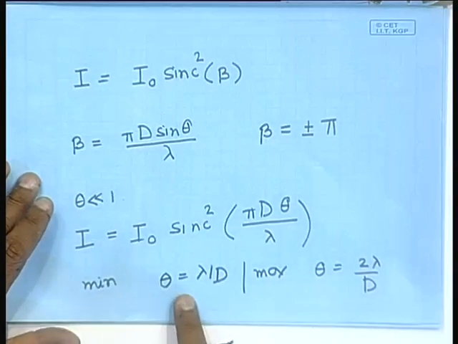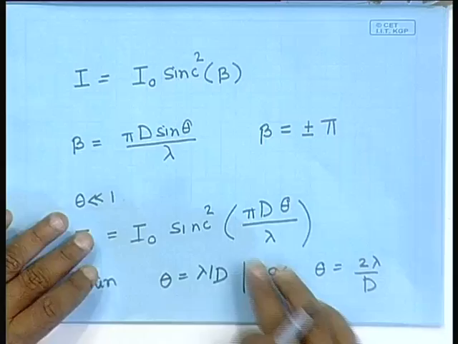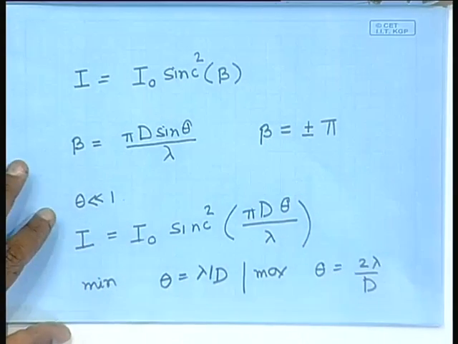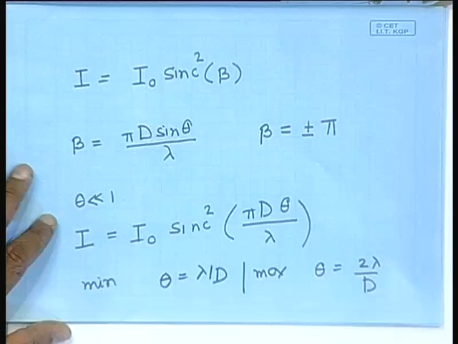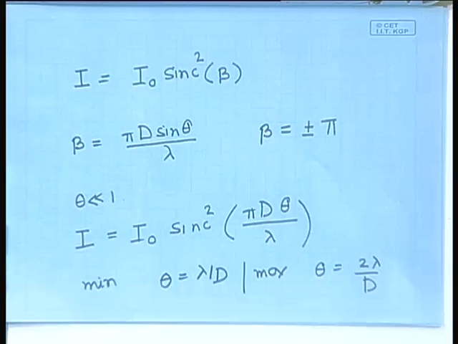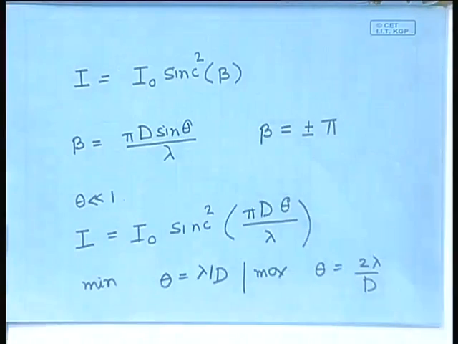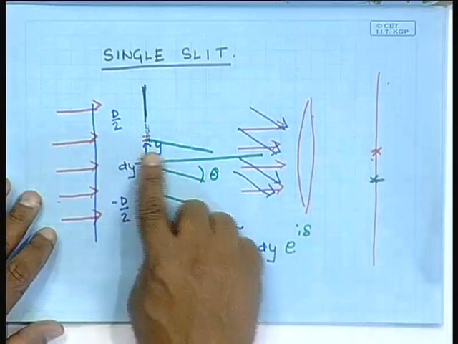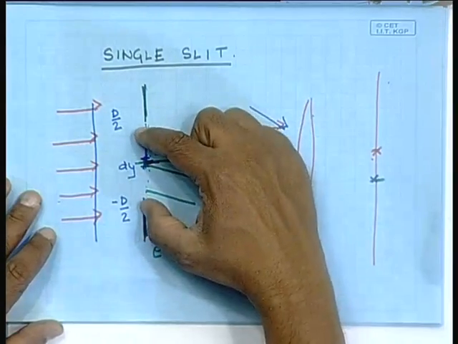You have minimas and you have maximas. The minimas will occur whenever beta is an odd multiple of pi. The maximas will occur whenever beta is an even multiple of pi, when sin theta becomes equal to 1. So, what you see here is that when you send a plane wave through an aperture of a finite size. So, in this case we have sent a plane wave through an aperture of size d.